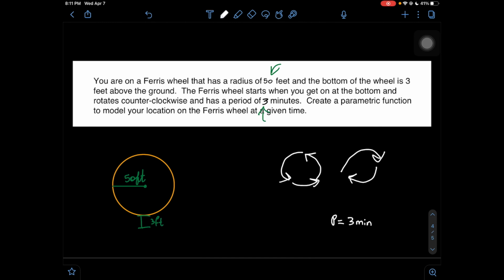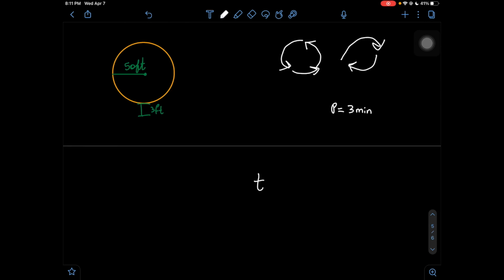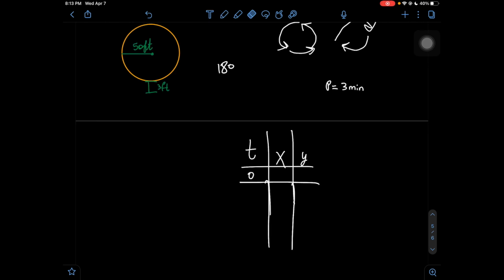And now we need to find the parametric functions. Again, we're going to make a table of our 3 variables, as you should know by now, which are t, x, and y. Let's go ahead and write that down here. We have t in our first column, then x, then y. For our t, we know that we have a radius of 50. Now we want to divide 180 by 4.